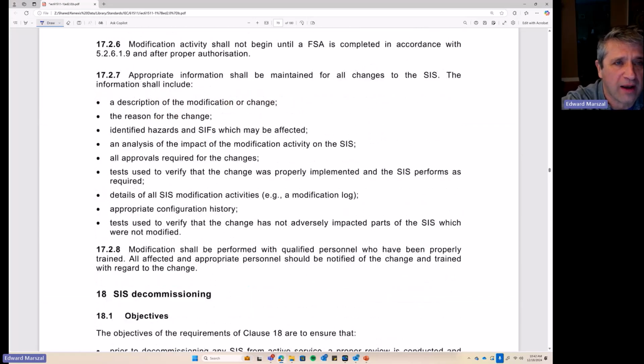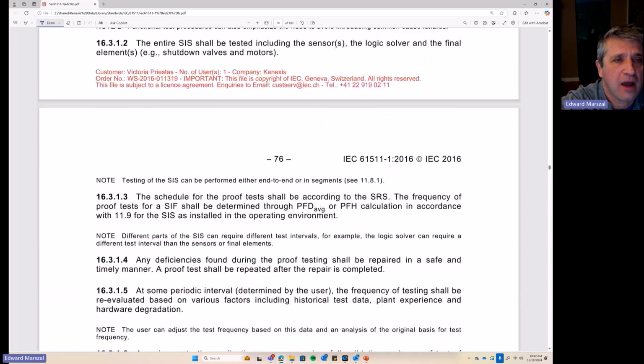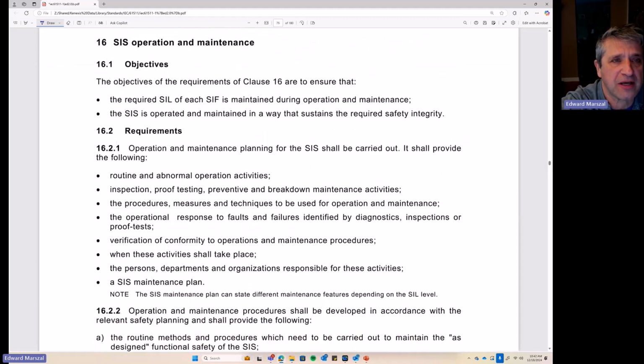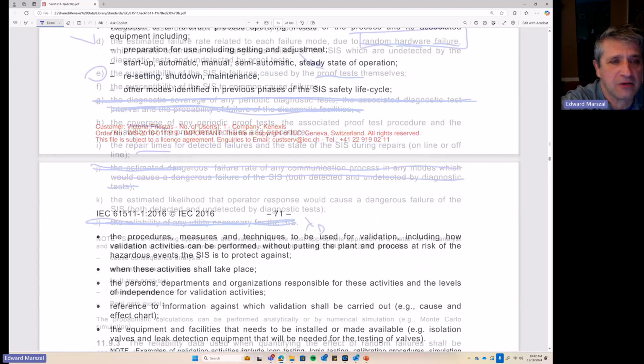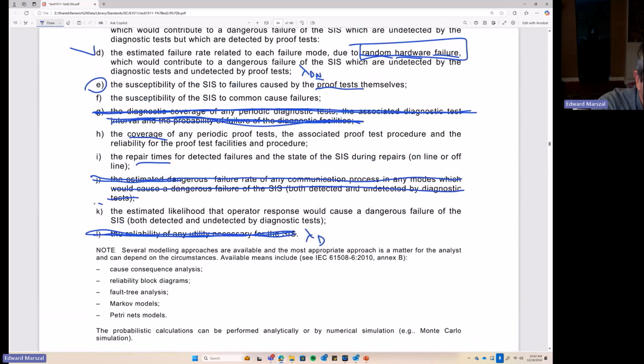So why is that clause K there? How has it been misinterpreted? And how should it actually be used? All right, clause 11.9.2K: the estimated likelihood that operator response would cause a dangerous failure of the SIS. What we mean here is if you're going to include a human being as a logic solver, the probability of that human failing needs to be part of your SIL verification calculation.